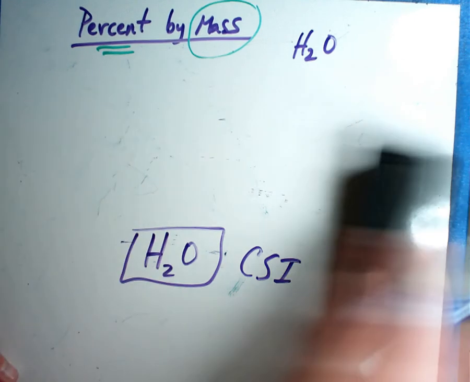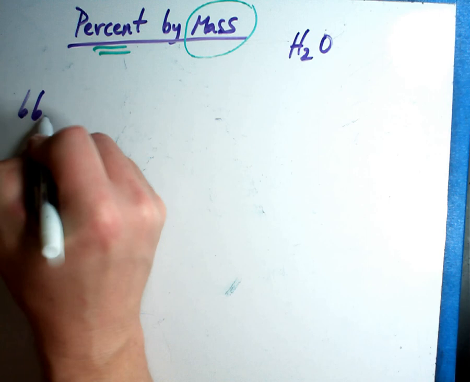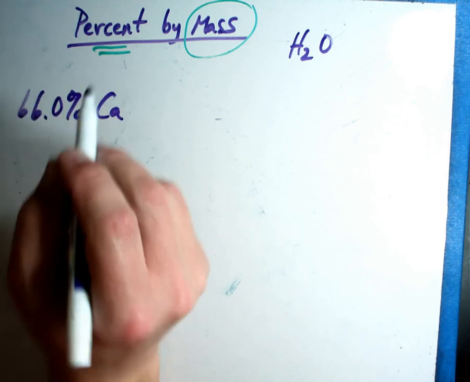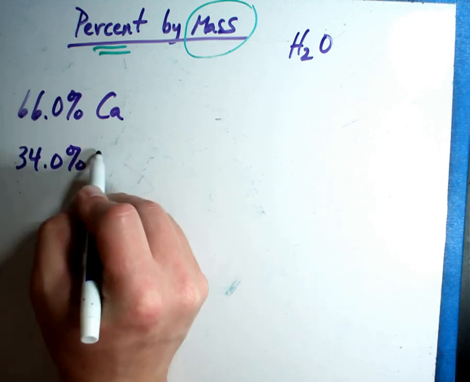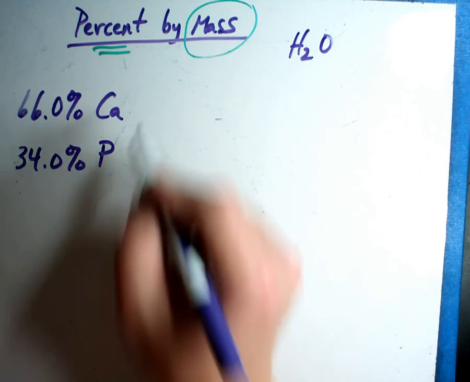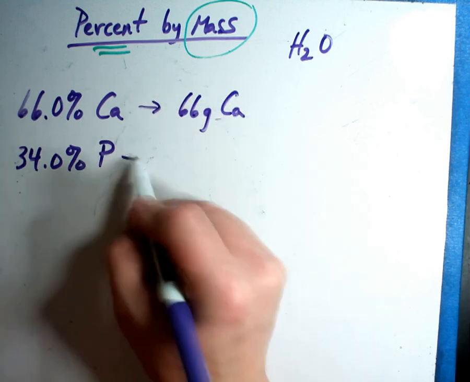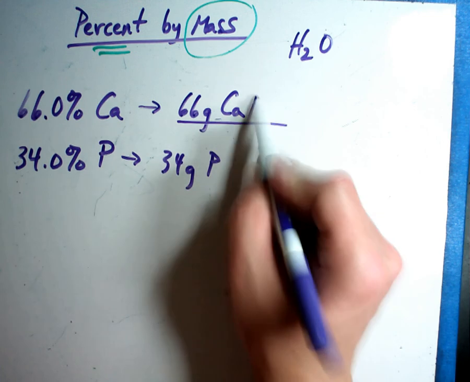So I'm going to give you one more. Let's see if we can get this one together. And in the next video, we'll try another. Okay? In this one, we have an unknown substance that has 66.0% calcium and 34.0% phosphorus. All right, let's do the math. I'm going to do it just a little faster. These become grams, 66 grams of calcium and 34 grams of phosphorus. Can't use grams, you got to have moles.